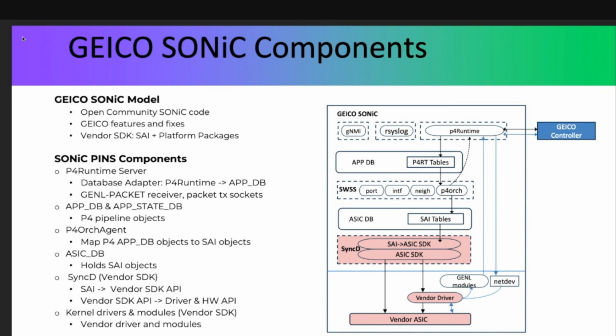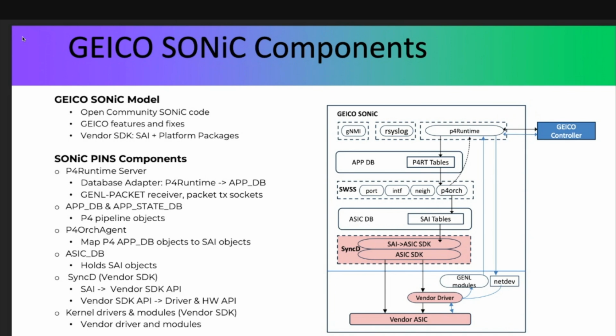So GEICO SONiC, we're building it based on the open community SONiC source code, which is available. And we're integrating our GEICO features and fixes to that, and integrating with the vendor SDK, which contains SAI and platform packages. And that completes the GEICO SONiC. And we'll be using PINS, which is based on P4, to enable controlling forwarding, setting up the forwarding tables, as well as other things to set up the switch.